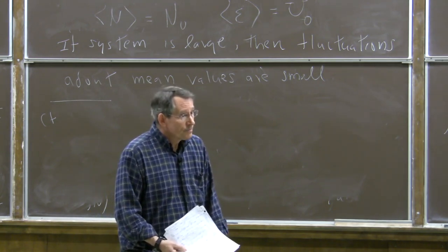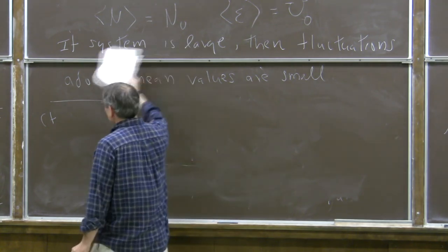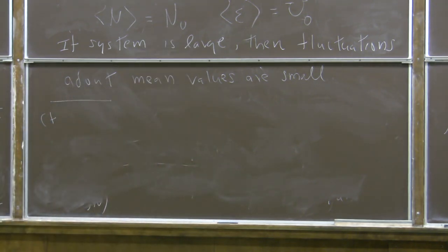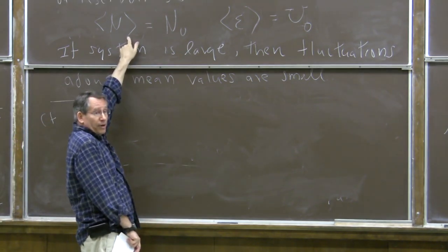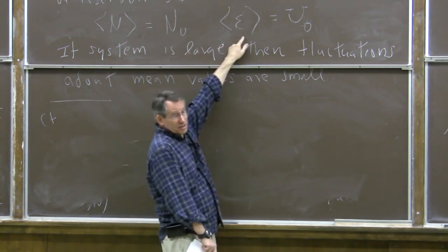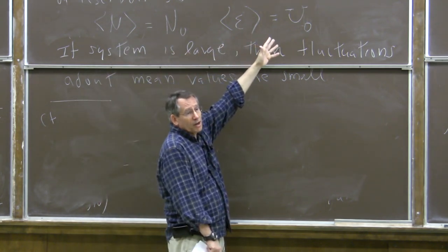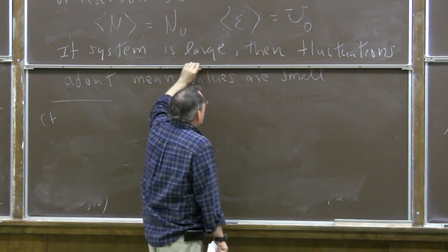These are the expected values for the system governed by this probability distribution. Here it is. This is a probability distribution for the system. We use this probability distribution to compute system properties. And so using that probability distribution, I can find the expected value for the particle number of the system and the energy of the system. That's what I mean by n0 and u0. Okay?